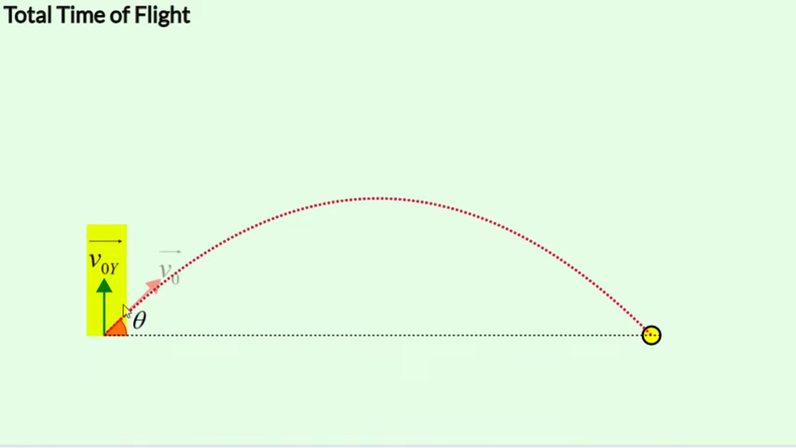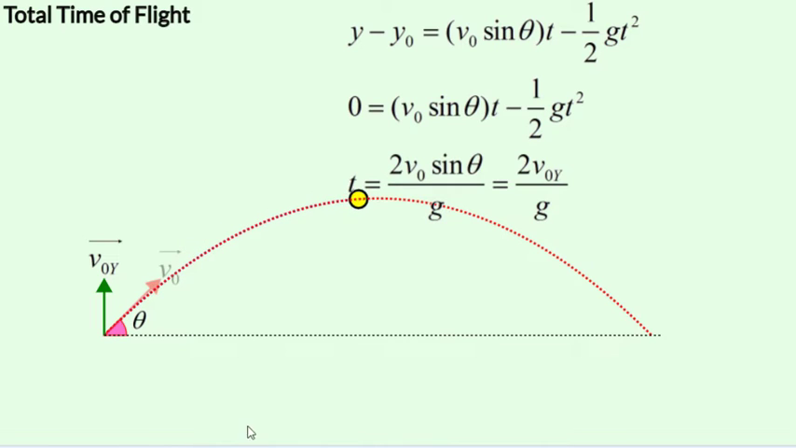The initial velocity is v0y or v0 times sine of theta, and the acceleration is minus g in the direction opposite to that of the velocity. Plugging this into the second equation of motion along the y-axis, the initial and final displacements are both 0. The initial velocity v0y is v0 times sine of theta, and the acceleration is minus g. From here we obtain the total time of flight as 2 times v0 sine theta over g.